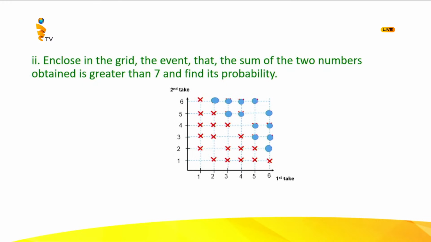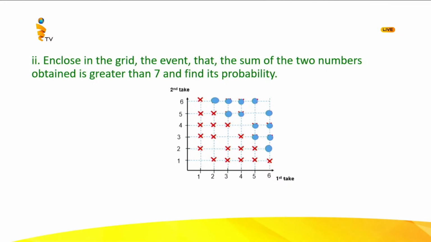Now look at the ones that I have encircled. First I have encircled 2 and 6, the addition will be 8. 3, 5, the addition is 8. 3, 6, the addition is 9. 4, 5, addition is 9. 4, 6, addition is 10. 5, 3, addition is 8. 5, 4, addition is 9. 5, 6, addition is 11. 6, 2, addition is 8. 6, 3, addition will be 9. 6, 4, addition is 10 and 6, 5, addition is 11.